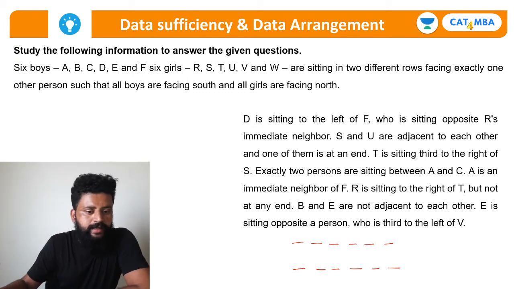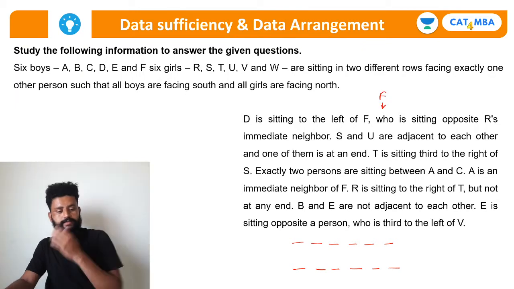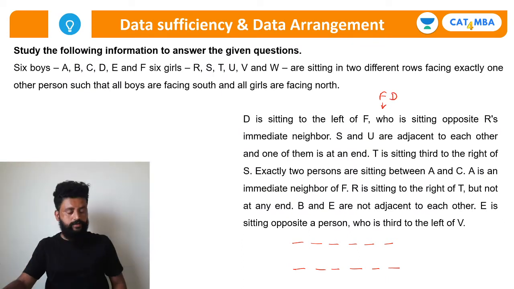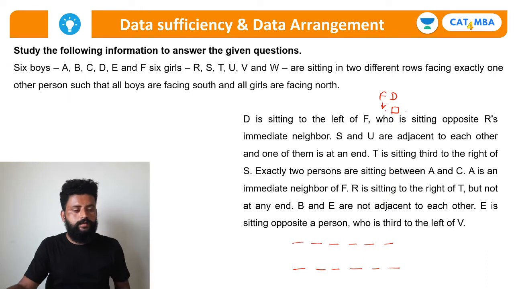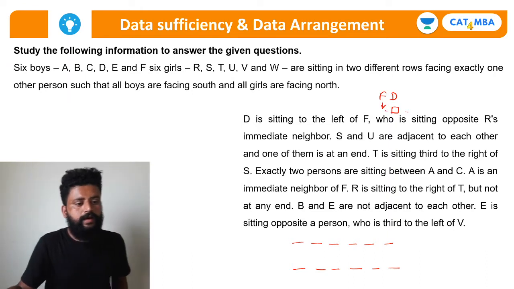D is sitting to the left of F. So F is facing south. This left will be on here. And R's immediate neighbor. So who is sitting opposite to R's neighbor?